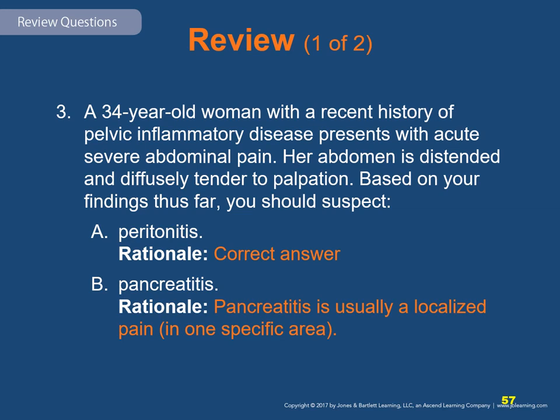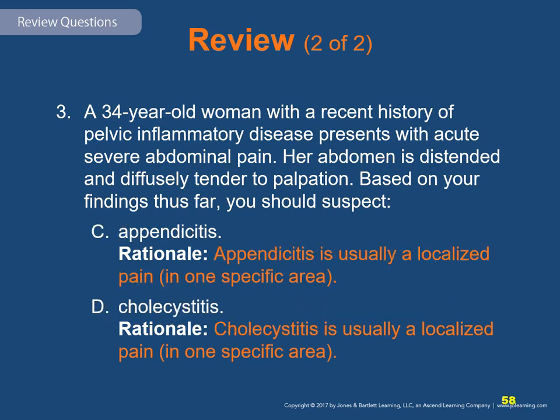B, pancreatitis. Pancreatitis is usually located to a pain in a specific area. Let's review the answers. A 34-year-old woman with a recent history of pelvic inflammatory disease presents with acute severe abdominal pain. Her abdomen is distended and diffusely tender to palpation. Based on her findings thus far, you should suspect appendicitis. That is wrong because appendicitis is localized pain in one specific area, and cholecystitis is also incorrect because it is a localized pain in one specific area as well.